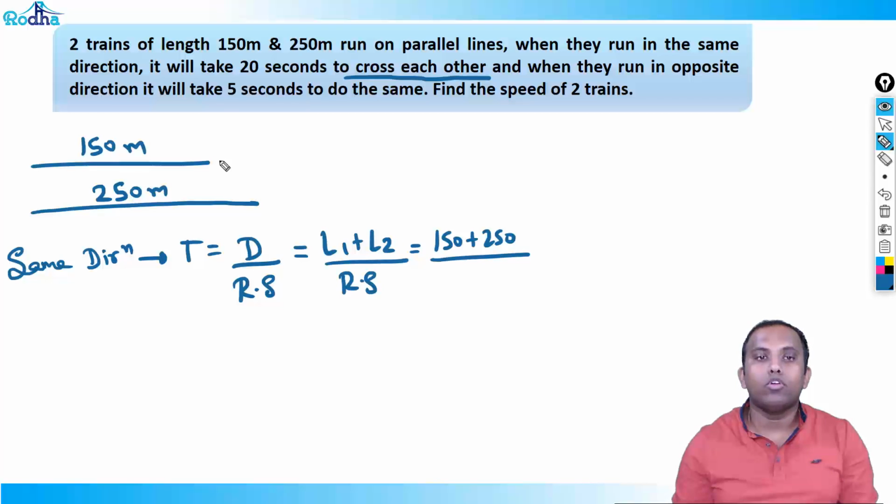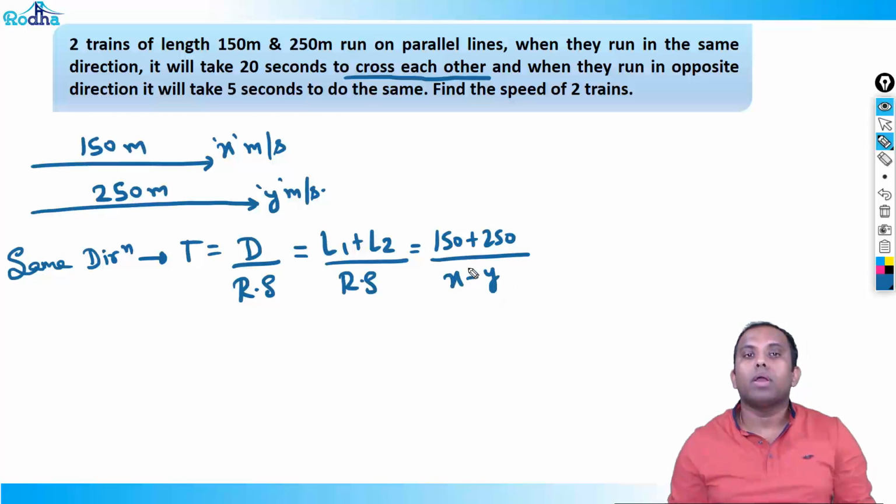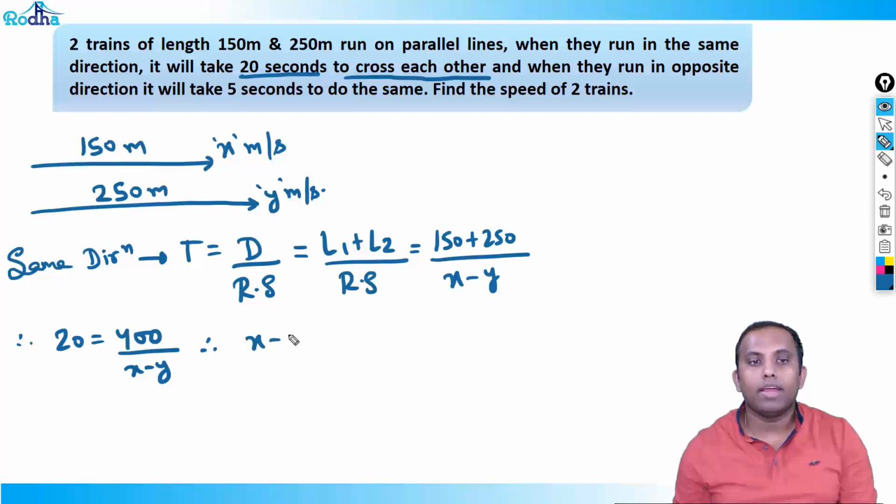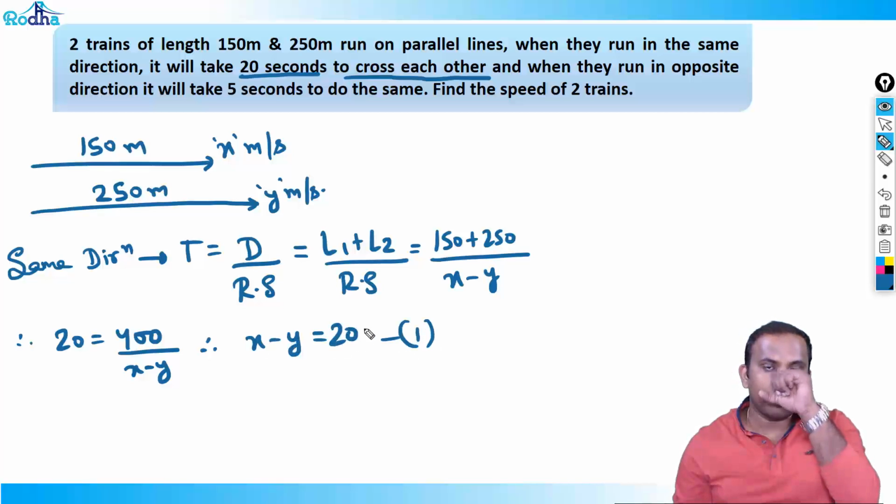So let's say one train speed is x meter per second and the other train's speed is y meter per second. Right now I don't know which is the faster and which is the slower train, so it could be x minus y or y minus x. Just keep in mind, x minus y is the relative speed. What is the time taken? It will take 20 seconds to cross each other when they're in the same direction. So t is 20. 20 is equal to 400 by x minus y. Therefore, x minus y is equal to 20. This is the first equation: the difference of the speeds of the two trains is 20.